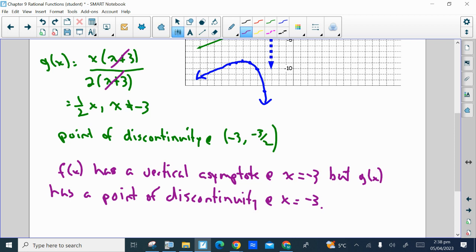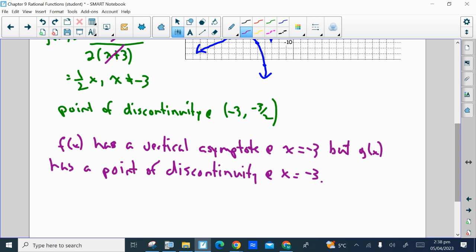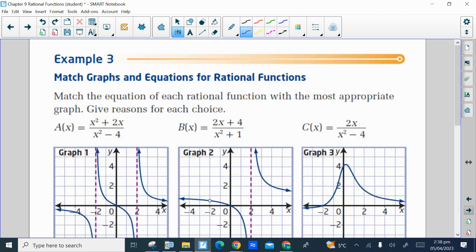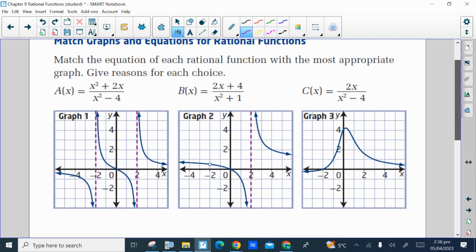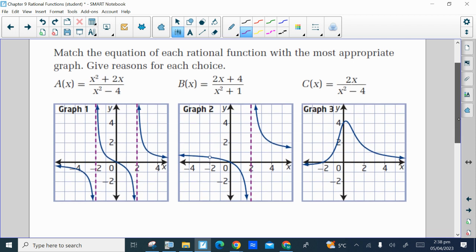Okay? So that's what's different about the two graphs. So in this case, we want to match the equation of each rational function with the most appropriate graph and give reasons for each choice.